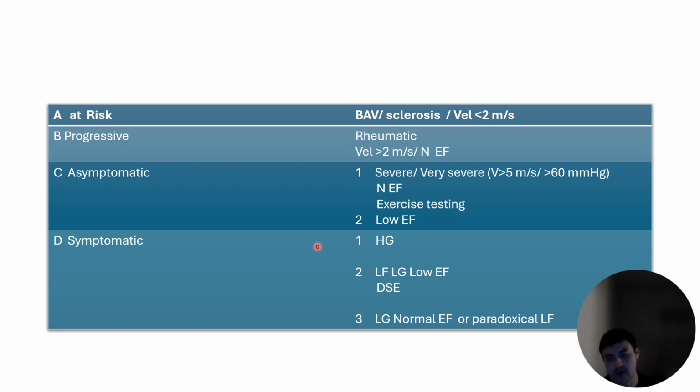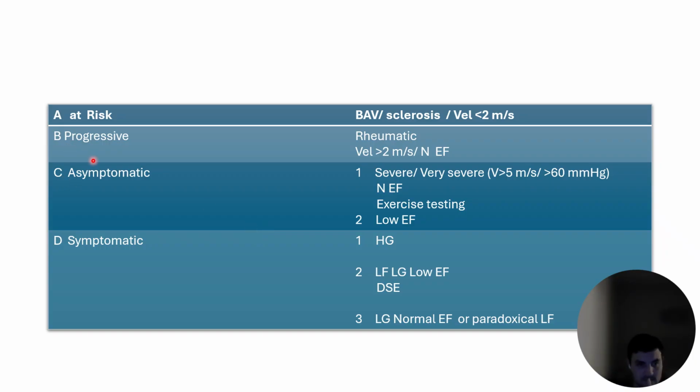Then you have symptomatic. You have like 1, 2, and 3. 1 is high gradient, 2 is low flow, low gradient, low EF, and 3 is low gradient, normal EF. So we're gonna see the workup for each one of those.